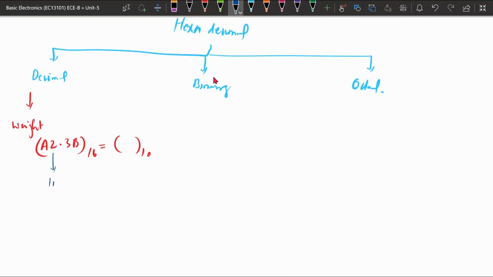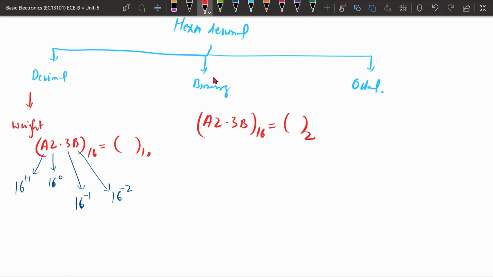So the equivalent weights will be multiplied. Here the weight will be 16 to the power 0. This is 16 to the power plus 1. Here the weight will be 16 to the power minus 1. Here the weight will be 16 to the power minus 2. By multiplying the respective weights and adding, we will get the decimal equivalent. Similarly, in the case of binary, if it is A2.3B, we need to convert it.